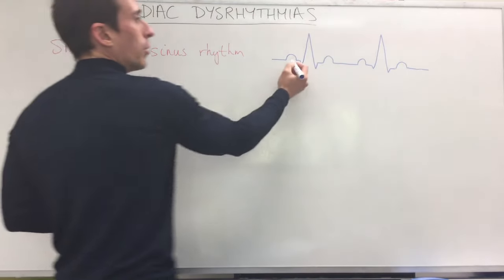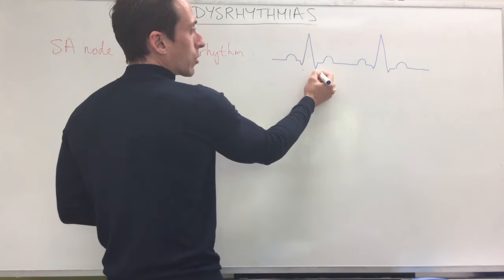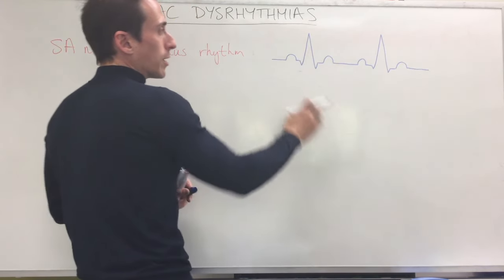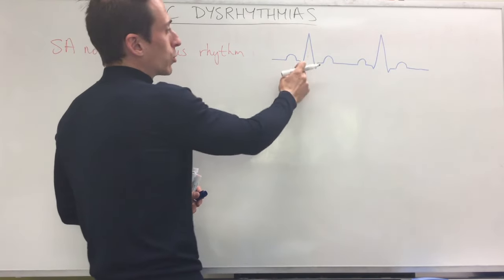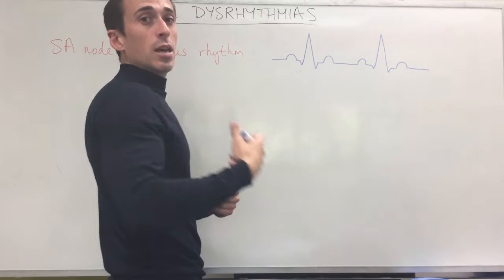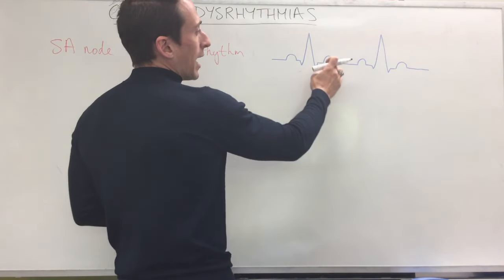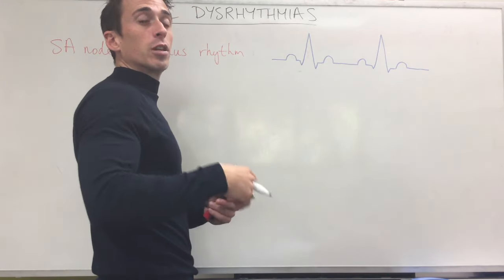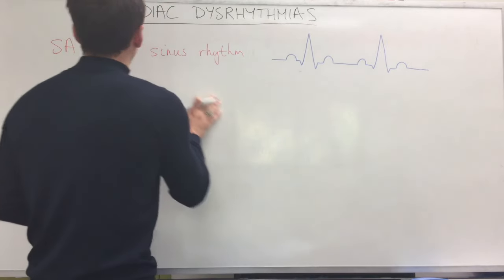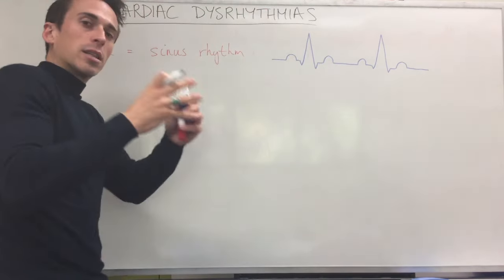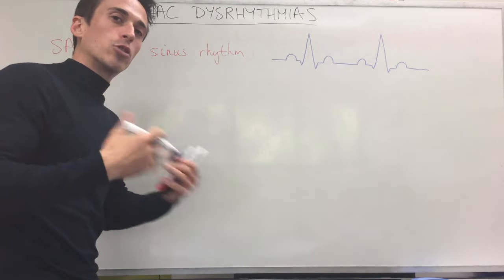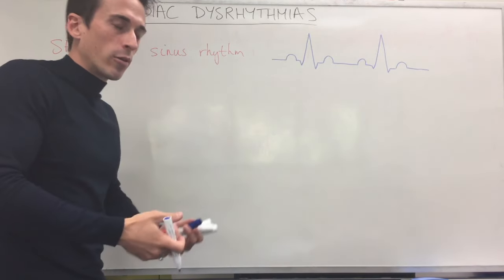So you have your P wave, your QRS complex, and your T wave. You know that the P wave is atrial depolarization. Your QRS complex represents ventricular depolarization, and your T wave represents ventricular repolarization. So this is your normal sinus rhythm, and this is the normal ECG that is basically capturing all those electrical events, those depolarization and repolarization events.